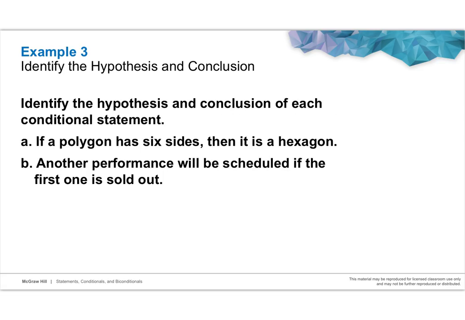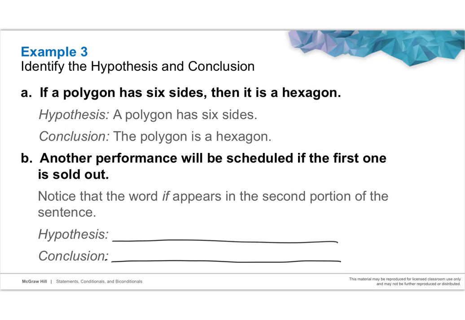So in example 3, we're asked to identify the hypothesis and the conclusion of each conditional statement. Statement A says if a polygon has 6 sides, then it is a hexagon. And statement B says another performance will be scheduled if the first one is sold out. You can see the sentence structure here is a little different. So for part A, we're going to underline the part following the if word. So a polygon has 6 sides, and then we will underline the part following the then word. It is a hexagon. Hypothesis, a polygon has 6 sides. Conclusion, that polygon is a hexagon.